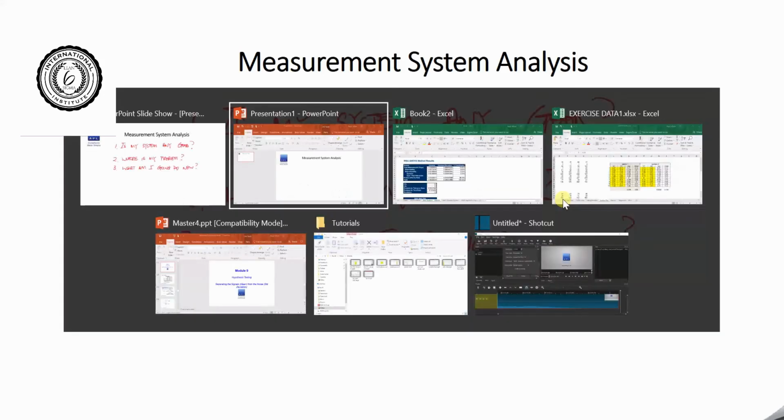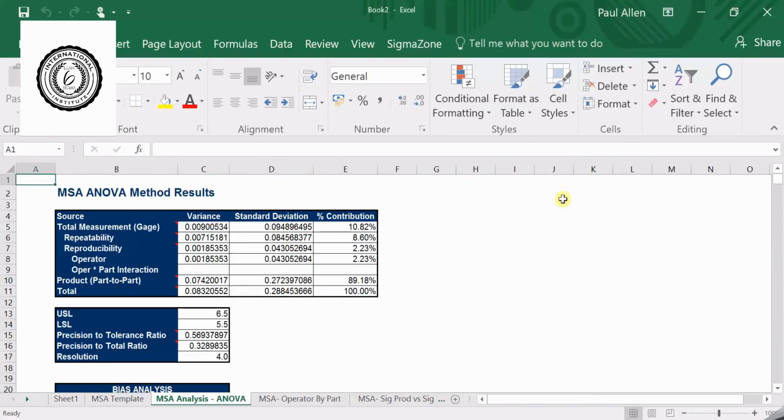So let's go back, and I'll show you which pages we are going to look at. The first question is, is my measurement system any good? We are going to answer that question by these 2 values here, precision to tolerance and precision to total. Those 2 numbers should be 0.1 or less. You can see they're a hell of a lot higher than 0.1. Therefore the answer to the question, is my measurement system any good in this case, is no.